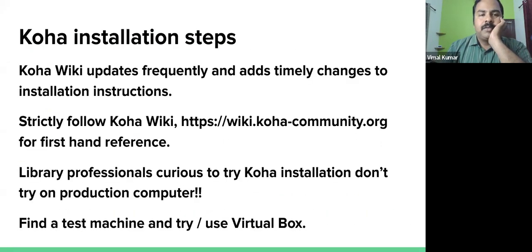Koha installation steps. Anyway, first we have to consult the official installation manual available at the Koha Wiki, where it will tell you which is the latest version and which operating system it supports. These things they will give you the information. Based on that installation manual, we can install. Suppose you want to learn how to install Koha yourself, you can install it on a desktop computer in your library. First install Ubuntu or Debian, then try to install Koha there.